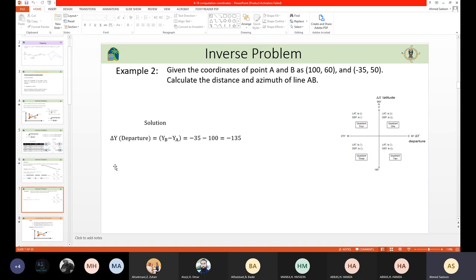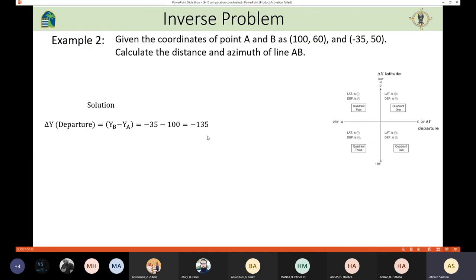Maybe because the PowerPoint is not going to support the equation system here. So you can solve this by yourself. So we need to determine the departure. The value of the departure came out to be minus 135. So this one minus that one.